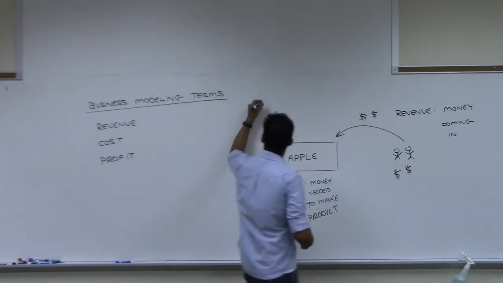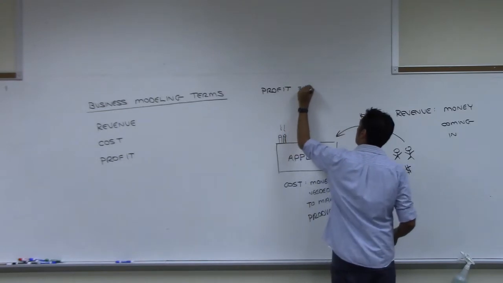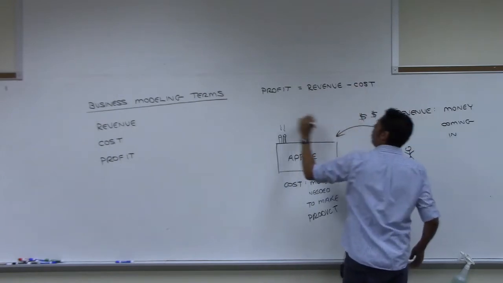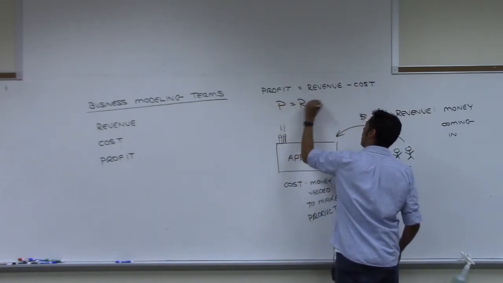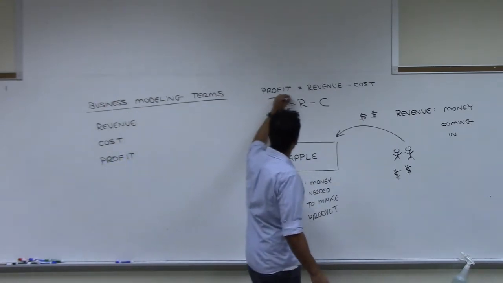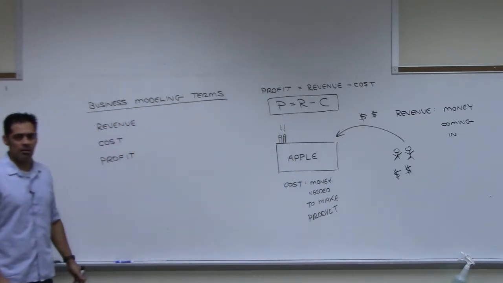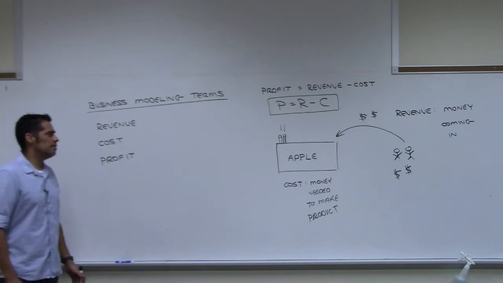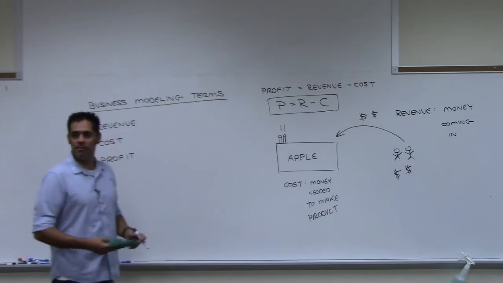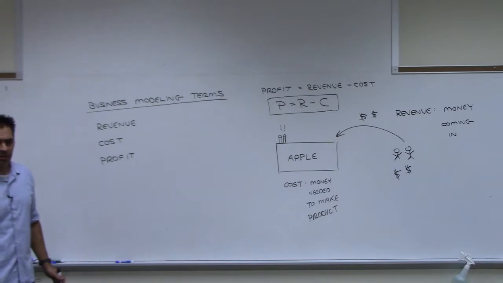So profit is always equal to revenue minus cost. Or we'll write it this way, P equals R minus C. That's kind of the master equation that we have with business models. Your profit is your revenue minus your cost. Now, with most business applications, there's something called the break-even point.